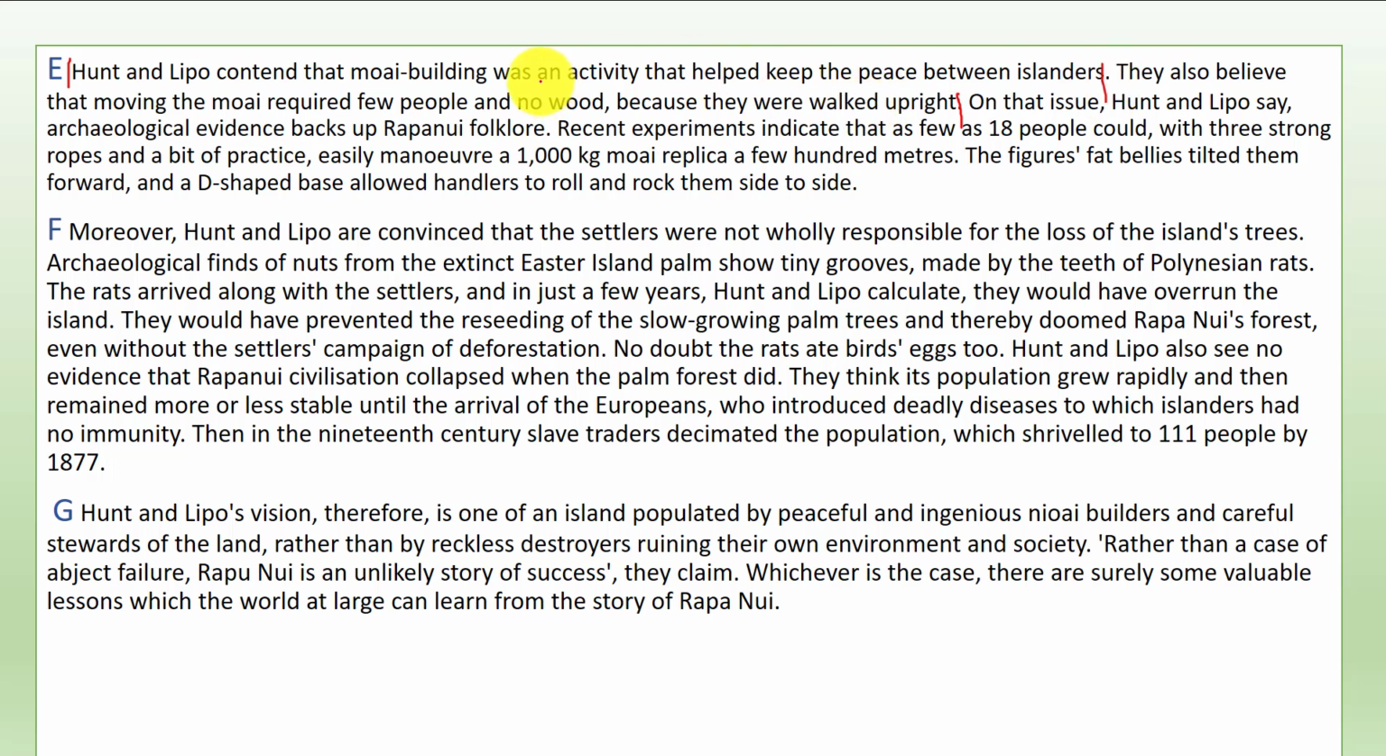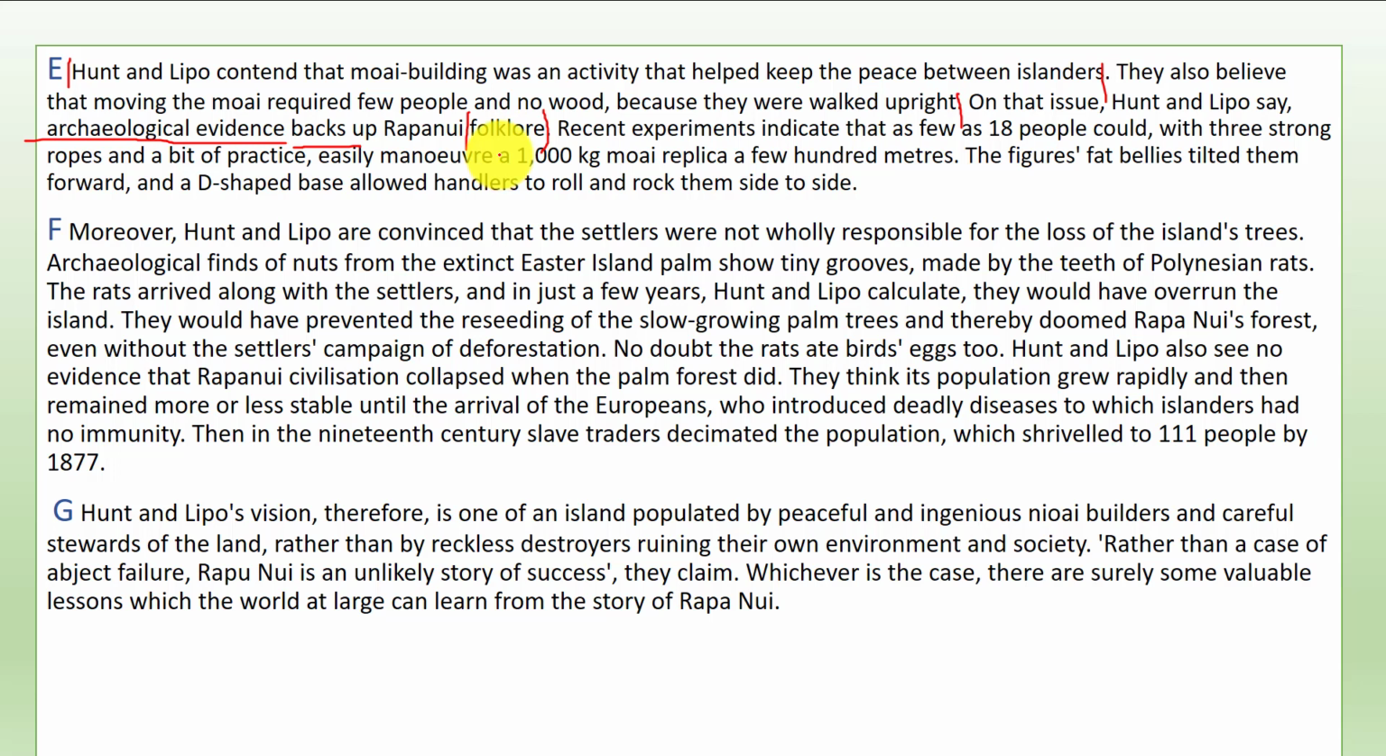As you see, there is no topic sentence. On that issue, Hunt and Lipo say archaeological evidence is important. It backs up Rapa Nui folklore. Folklore, again, is a vocabulary item that plays the decisive role in this paragraph. And if you don't know the meaning of folklore, you're going to miss the answer, okay?